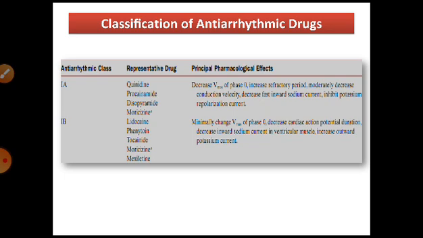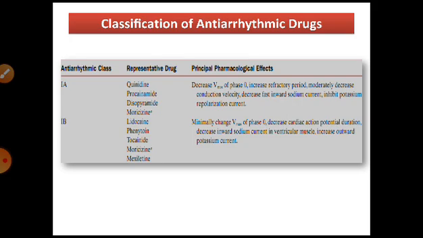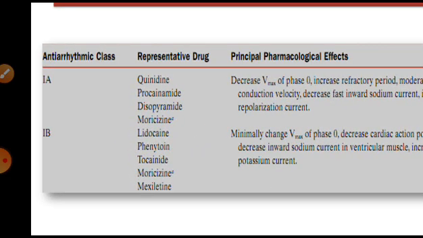So here, if you see this table, there is a classification of the drugs given. Unlike the other chapters, here the classification is given a little differently. The antiarrhythmic classes have been divided into 1A, 1B, then 1C, and they have subclasses. So we'll move one by one. The first one is class 1A.